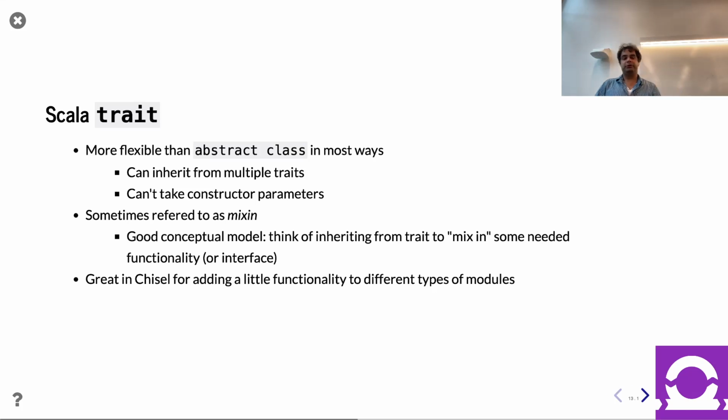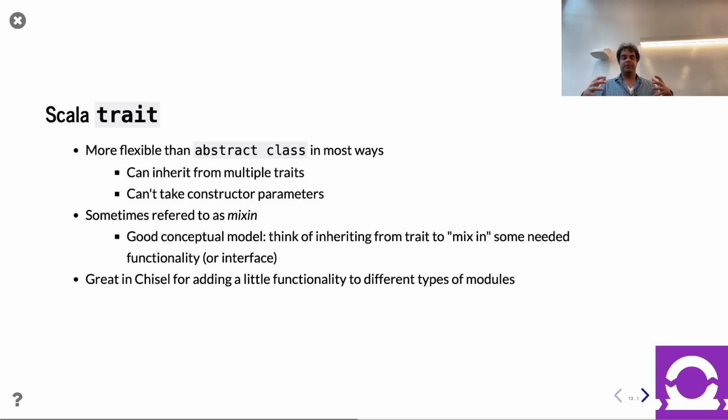So what do we get for trait? Number one, you can inherit from multiple traits. One of the main catches for a trait is that it cannot take constructor parameters, right? It's literally just some things you're bringing in, but that's it. And so it is sometimes referred to as a mix-in, because that's kind of the idea. You aren't fully inheriting everything. You aren't just copying something.